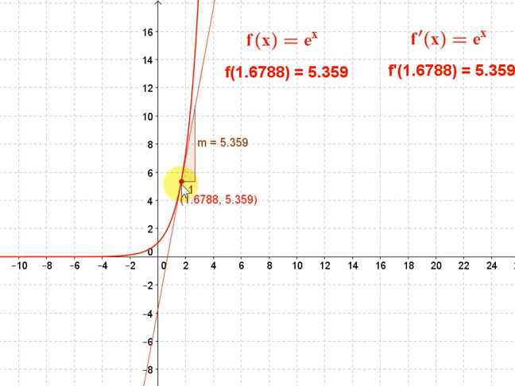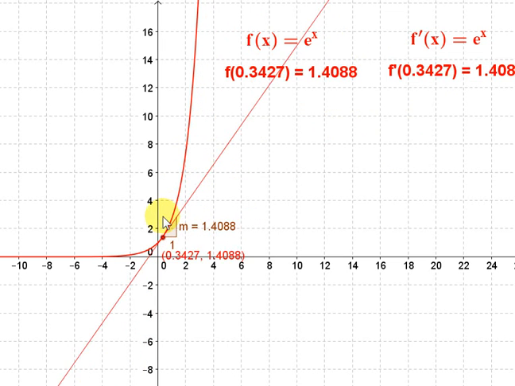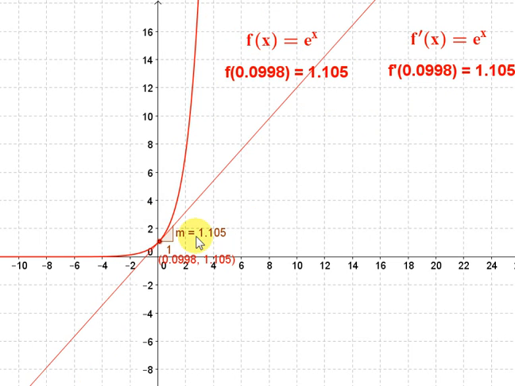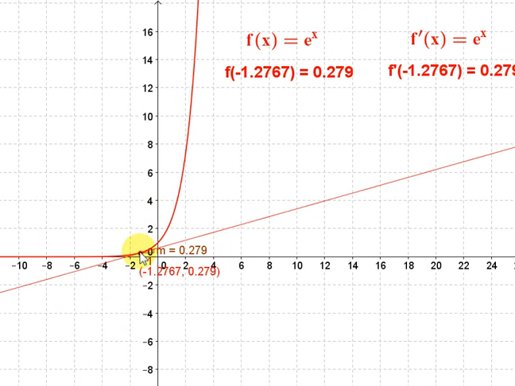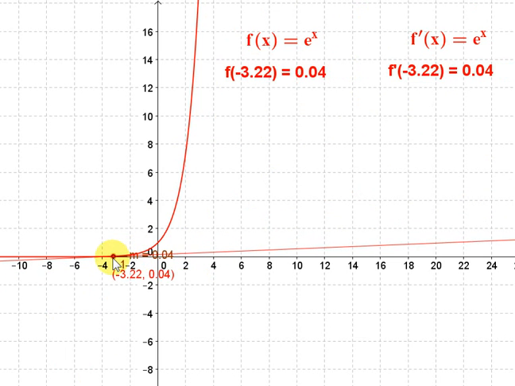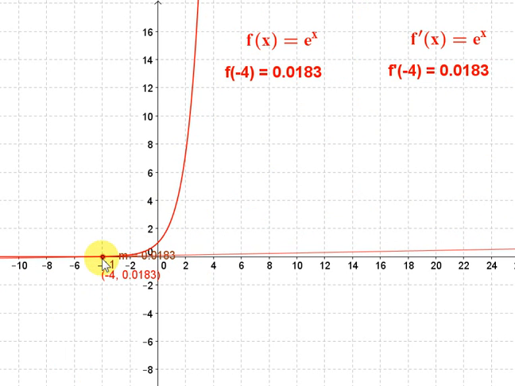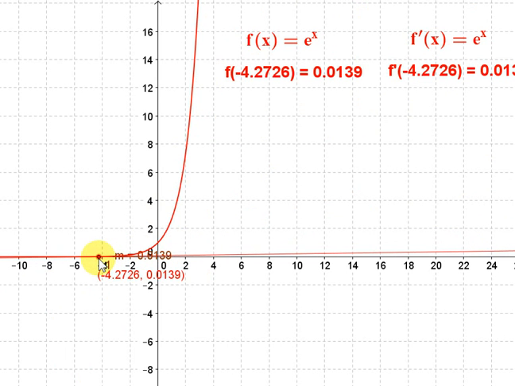Now let's see this in action here. I'm indicating f of x here and f prime of x, where we have the x value of this point. Notice that the slope of the tangent is always positive for all points on the curve. The tangent is becoming horizontal as x gets smaller and smaller. Its slope is approaching 0.